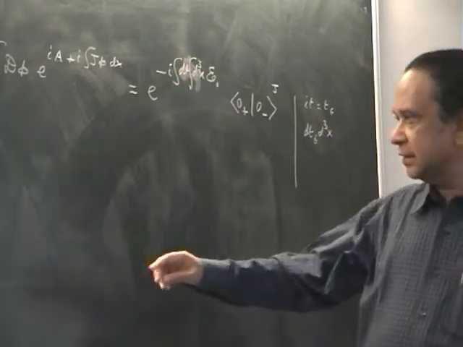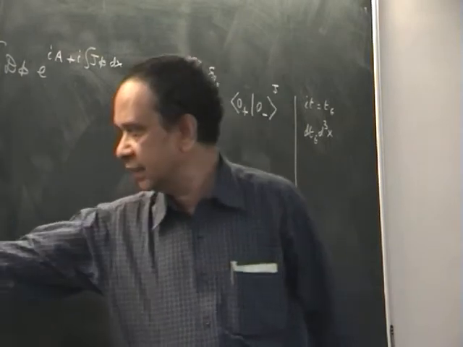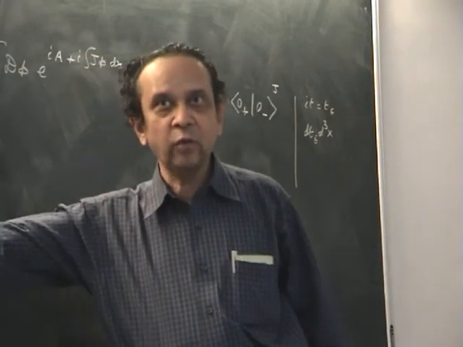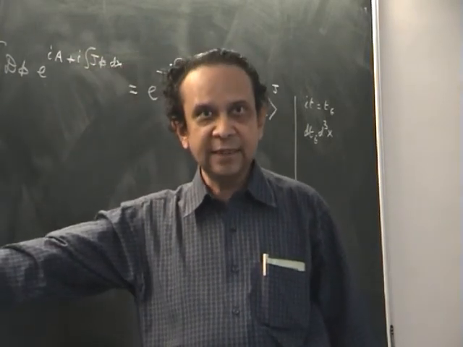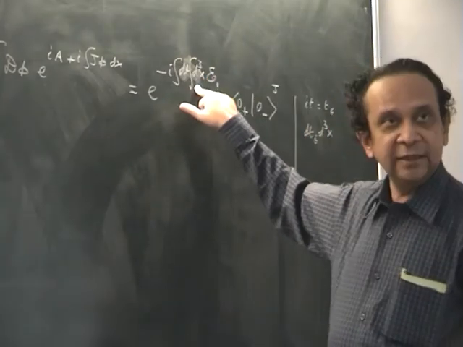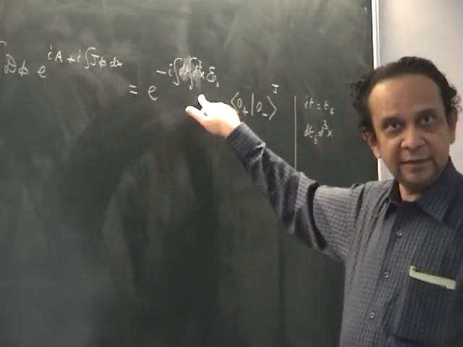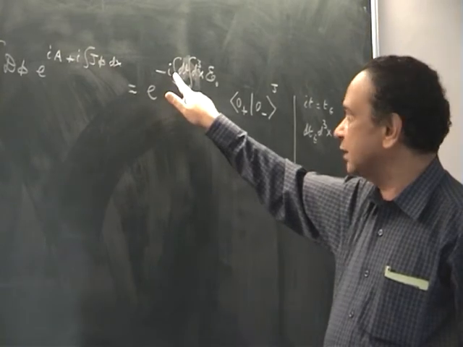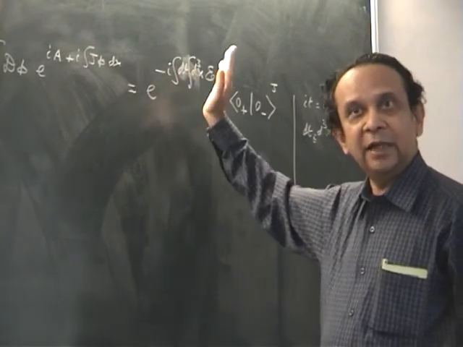I told you that this is energy density because this has dimensions of energy. d3p is 1 over L cube. So this is energy density. Integrated over d3x, it is going to give you the total energy. So this is e to the minus I integral dt of some energy.